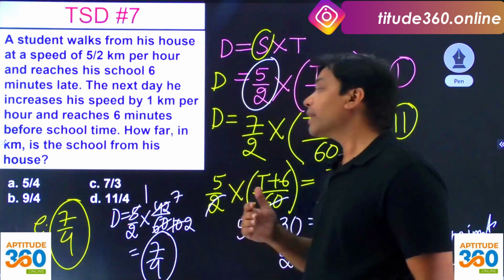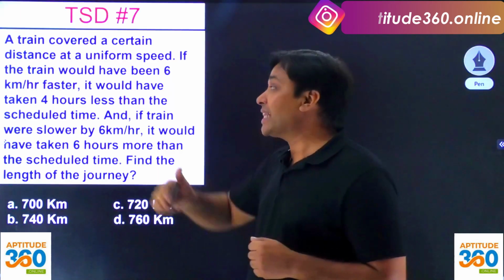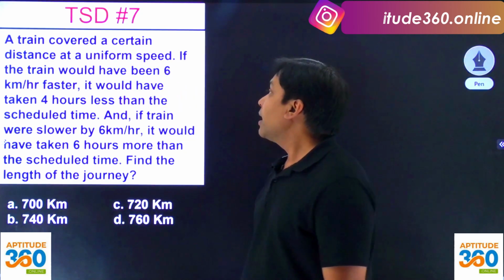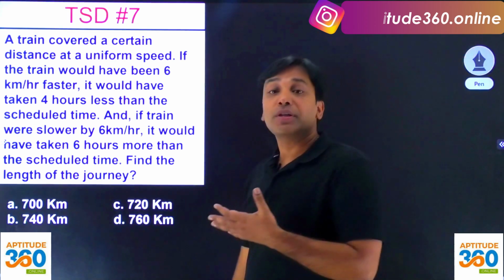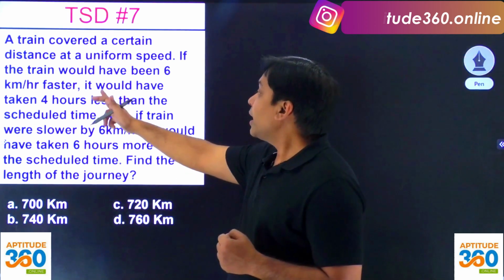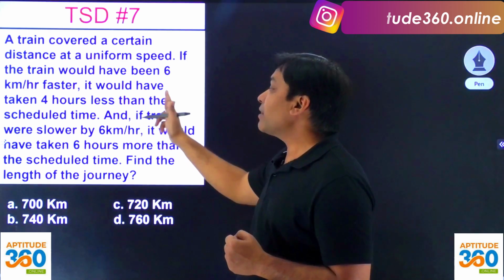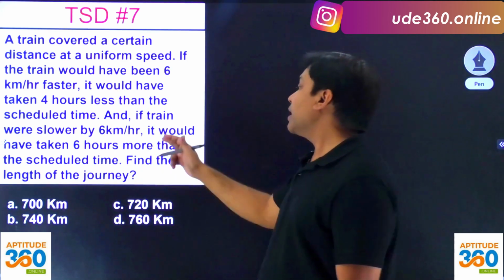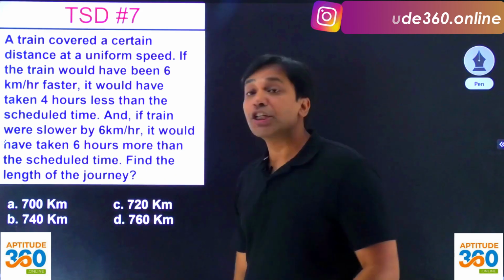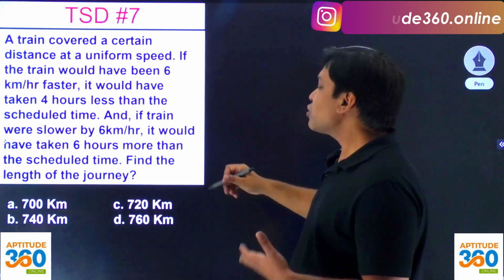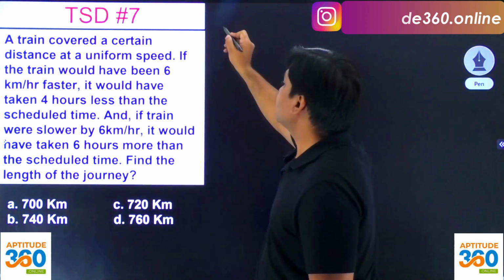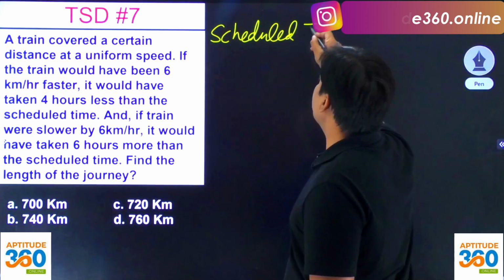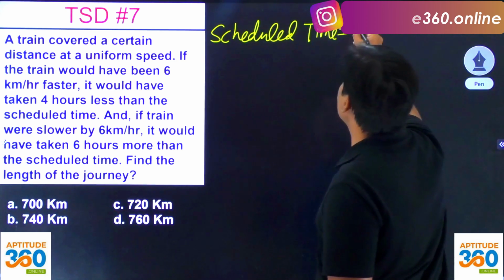अगर 2 वेरिएबल है तो थोड़ा सा लंबा जाएगा, तो हम अपने एनर्जी को वहां पे कंजर्व करेंगे। Let us try to simplify this problem. It says that a train covered a certain distance at uniform speed. If the train would have been 6 kilometers per hour faster, it would have taken 4 hours less than the scheduled time. And if the train were slower by 6 kilometers per hour, it would have taken 6 hours more than the scheduled time. So let us assume that the scheduled time is t hours. What is the scheduled time? Let us assume that this is t hours, right?